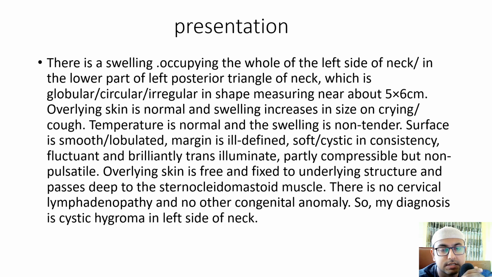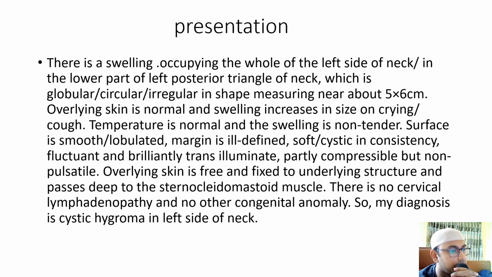Now the presentation. You have to make your presentation in 2 to 3 minutes. There is a swelling occupying the whole of the left side of the neck, in the lower part of the left posterior triangle, which is globular, circular or irregular in shape, measuring about 5 into 6 centimeters. The overlying skin is normal and the swelling increases in size on crying and cough. The temperature is normal and the swelling is non-tender. The surface is smooth, lobulated, the margin is ill-defined, soft, cystic in consistency, fluctuant, brilliantly transilluminant, partly compressible but not pulsatile.